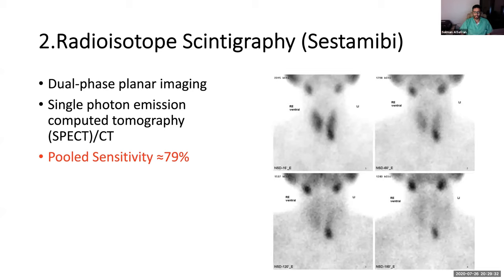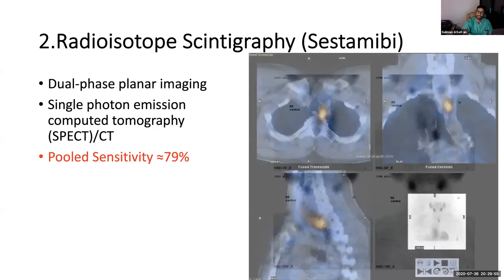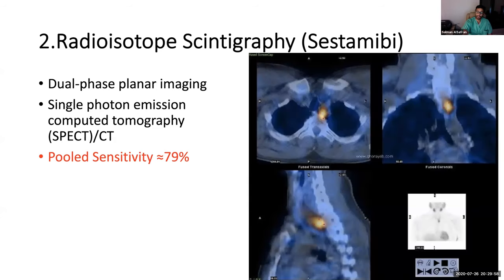As you can see, there's multiple modalities of it. In the past, basically the planar imaging. More recently, we've been using the single photon emission computed tomography or the SPECT CT. This has a very high sensitivity, up to 80%. So this is the older version. And here you can see the newer technology where they combine the sestamibi with a CT scan. And you can see it's three-dimensional. It's not only locating which side, but also tells you the depth, the location with regard to the neck structures.